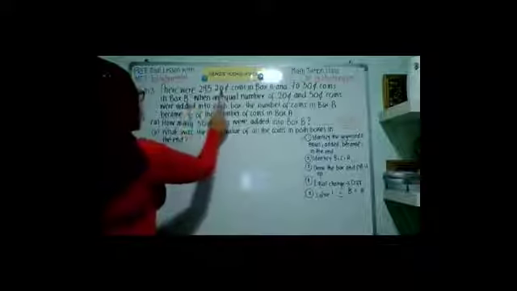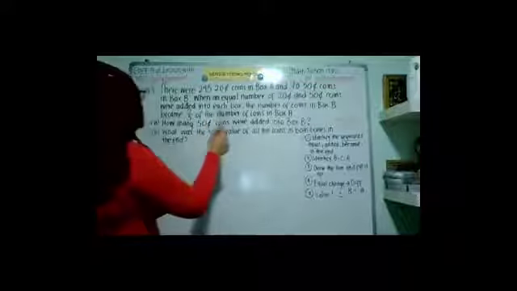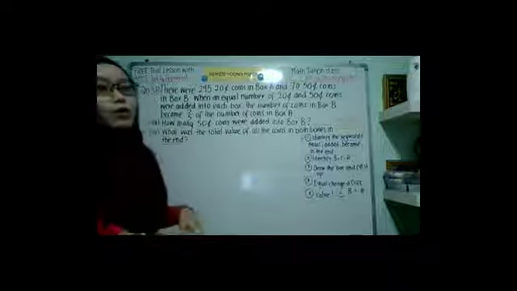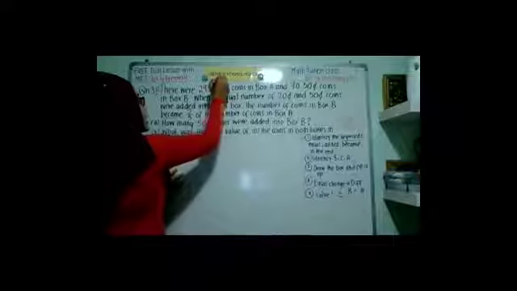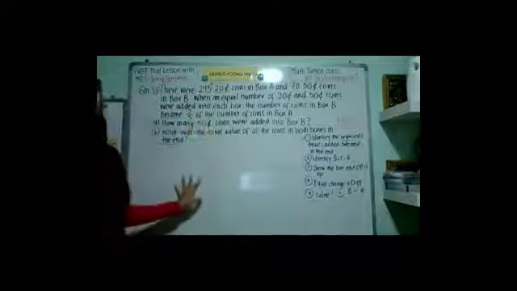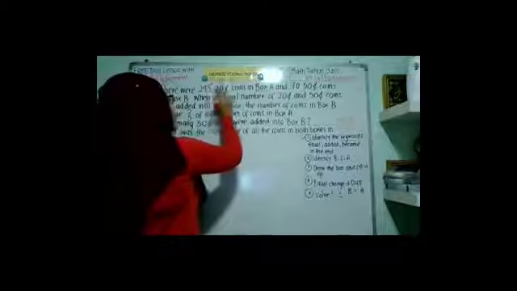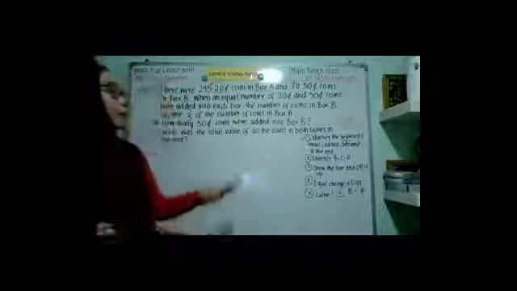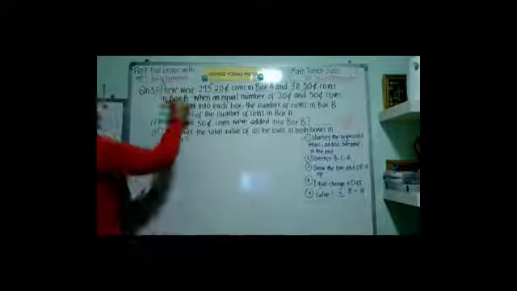There were 295 20-cent coins in box A and 70 50-cent coins in box B. This is my before. So 295 20-cent coins. The 20-cent coins is actually 295 in box A. So in box A, you have 295 20-cent coins. Then they say and 70 50-cent coins in box B.